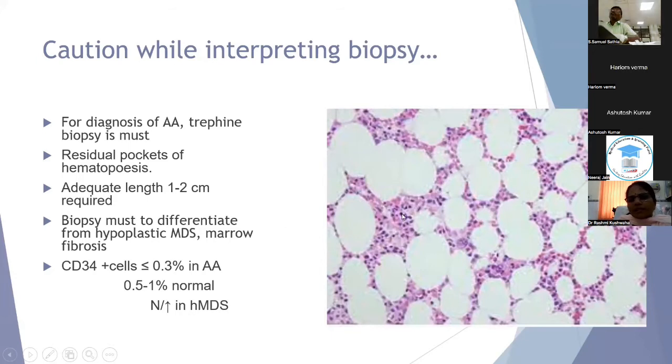And if certain clusters of lymphocytes, which are usually reactive T cells, as I told you, have very atypical morphology, we can proceed with IHC in these cases with CD34. Ideally, 0.5 to 1% is the normal CD34 positive cells that we get, and it is less than 0.3% in aplastic anemia cases. And in hypoplastic MDS, these CD34 positive cells will be increased.